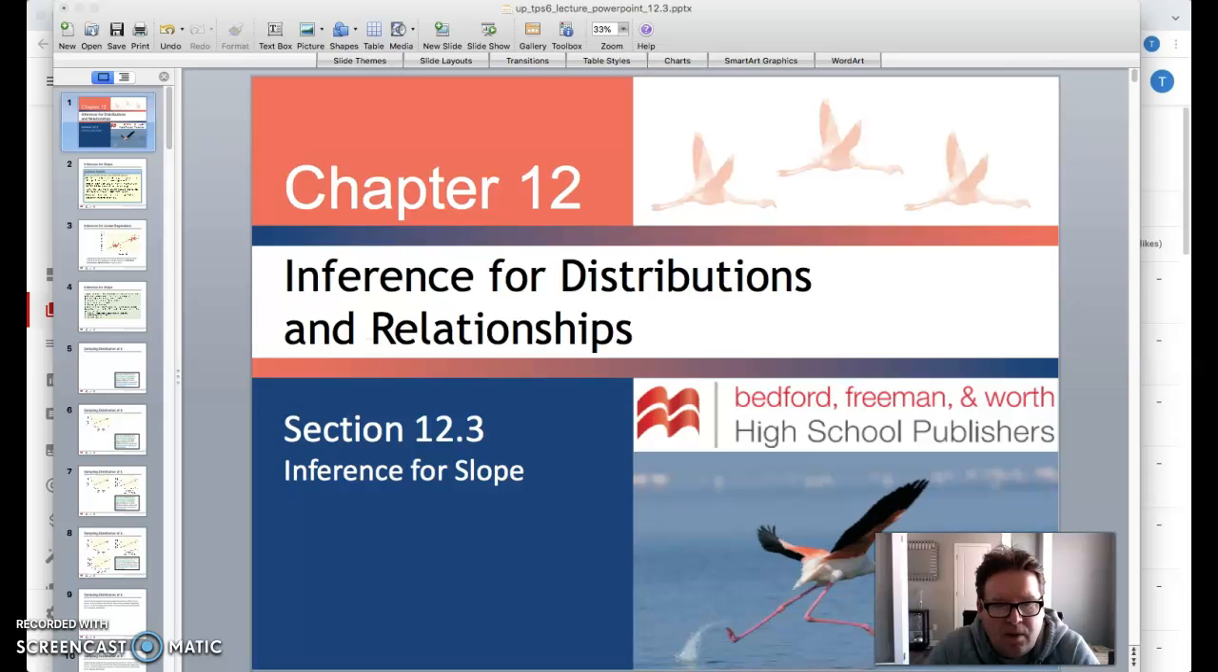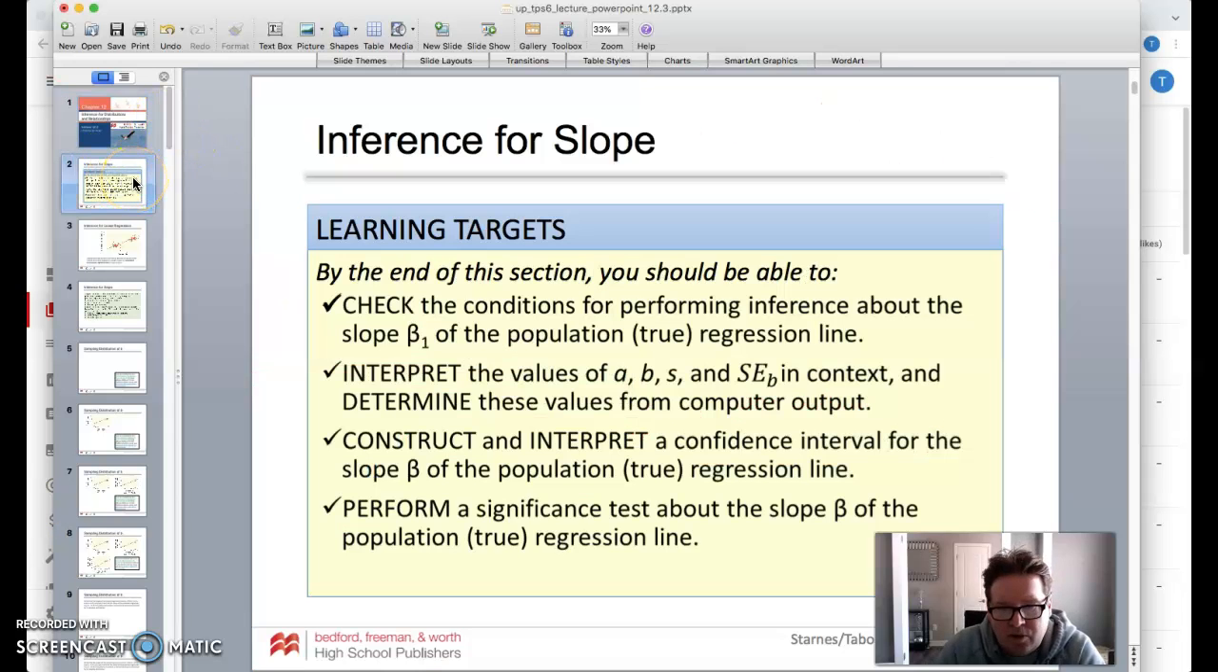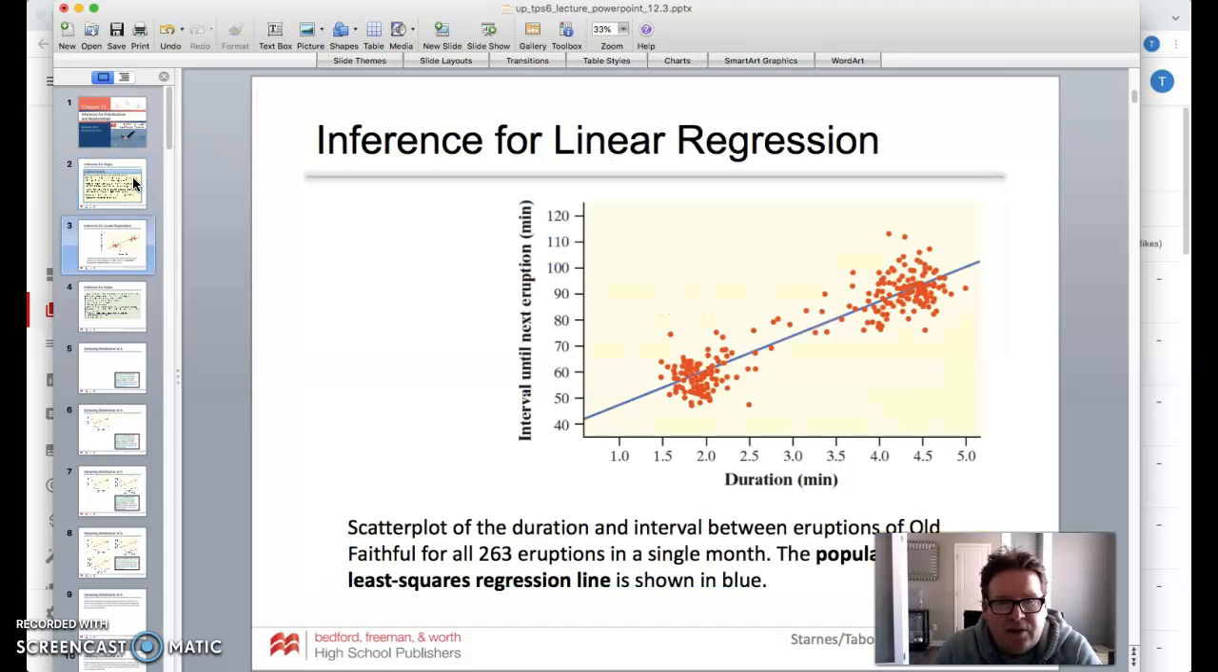All right, welcome back. We're here in section 12.3. We'll divide this up into three parts, and we're going to be looking at inference for slope. Slope is what we're looking at. So once again, we'll go through some learning targets here, and these are the things that we should be focusing on.